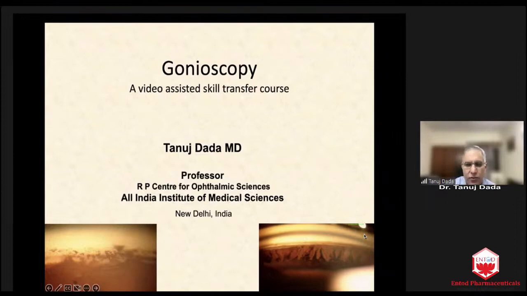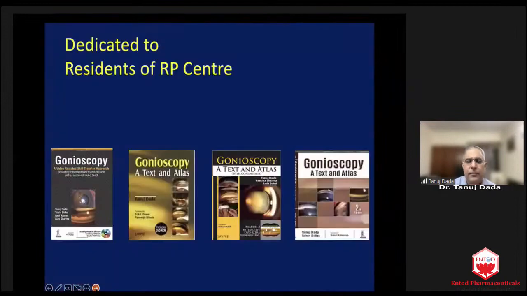In this lecture, I want to basically highlight how the anterior chamber angle looks. This is not actually my collection. This is the hard work of all the residents of RP Center over the last 10-15 years. After every round day, we go and do gonioscopy and collect the videos. These are all our publications on gonioscopy, all of them with some RPC residents as co-authors. They have worked a lot for this, and I dedicate this lecture to them.